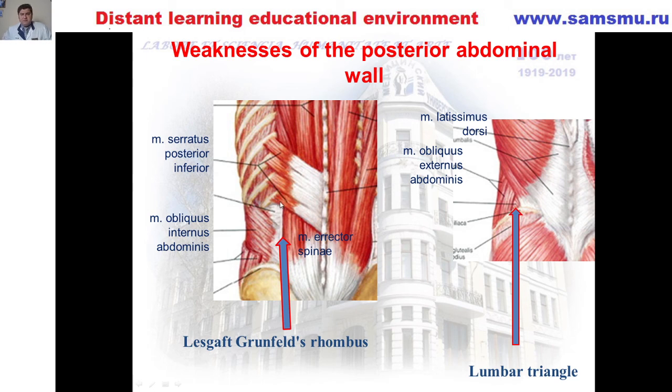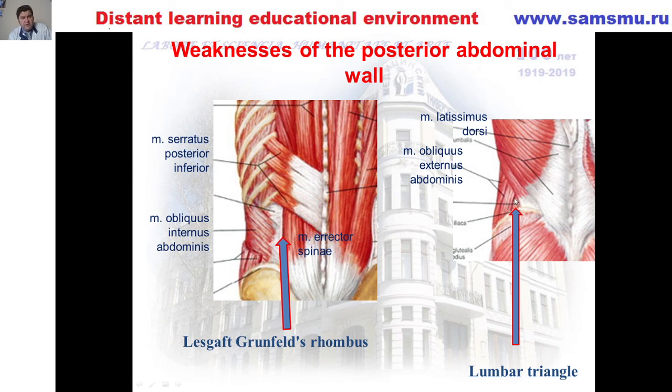The superior medial border is musculus serratus posterior inferior. The medial border is musculus erector spinae. The lateral inferior border is musculus obliquus internus abdominis, and the lateral superior border is the 12th rib. And also you may see the external part of weakness in the posterior wall.